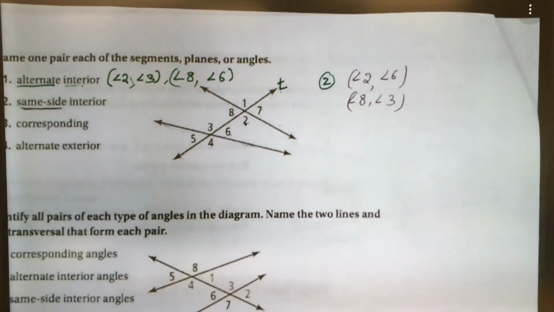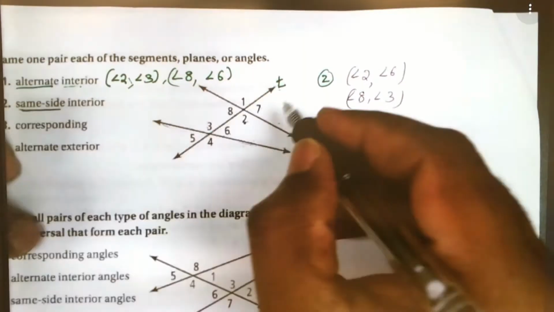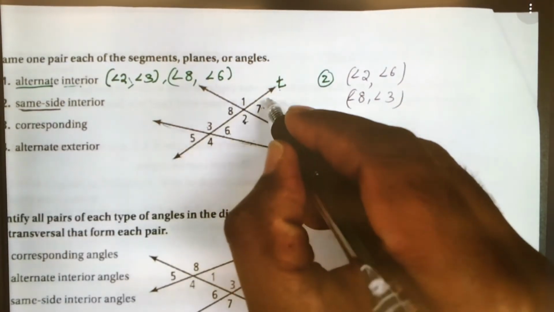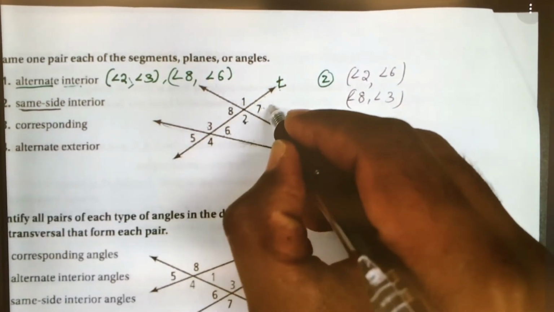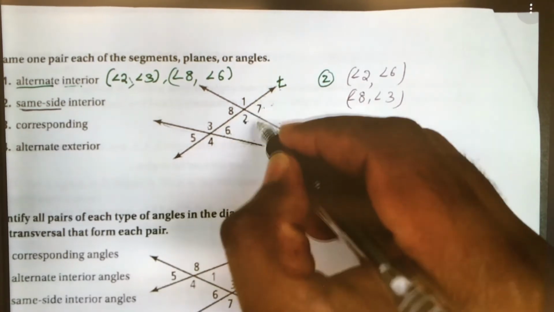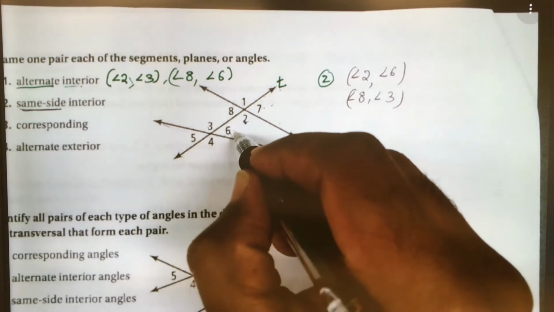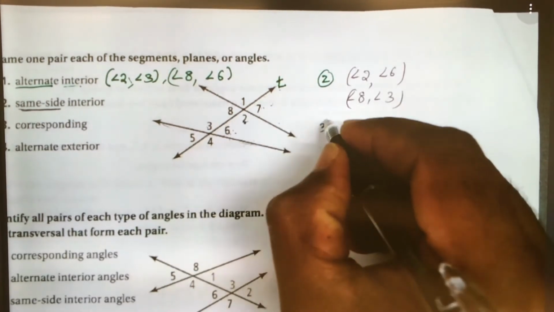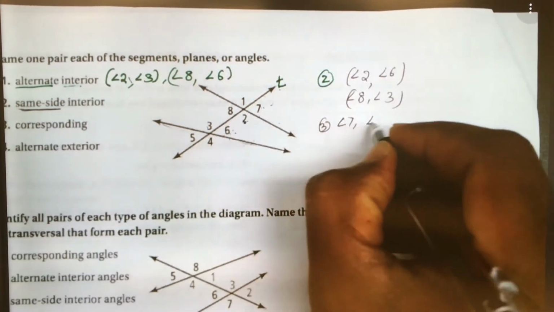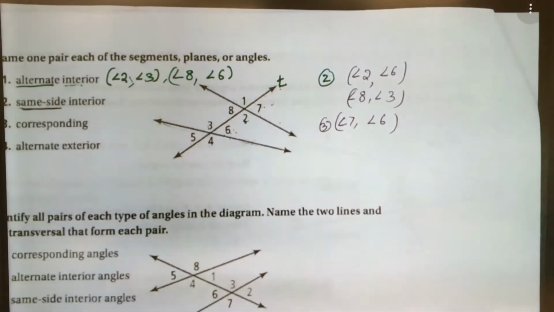The next one is corresponding angle. So corresponding angle means they are on the same location, on the same spot. So if you look at angle 7, angle 7 is kind of southeast of the street. If you think about it that way, angle 6 is southeast of the street. So angle 7 and angle 6 are corresponding angles.